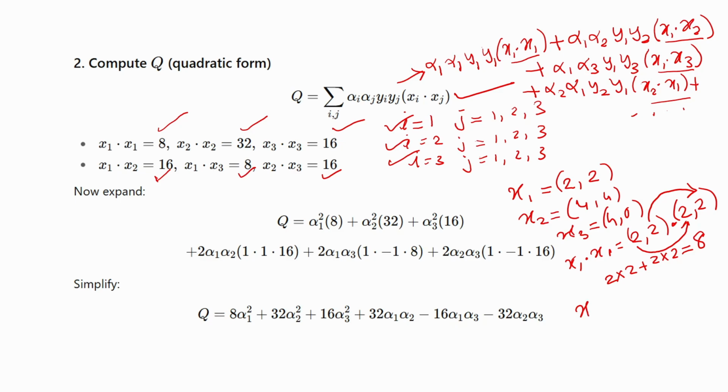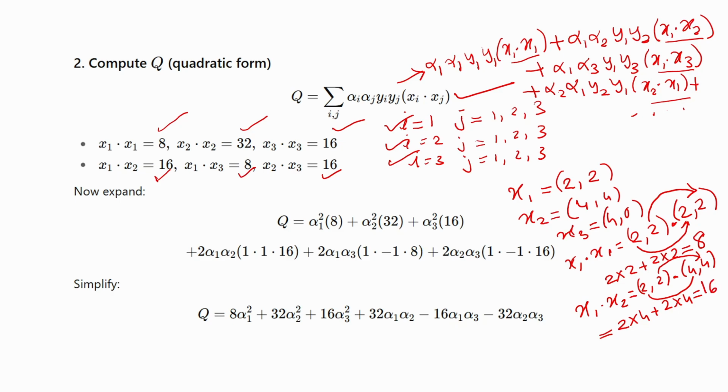Now I'll show x1 dot x2. How will you find it? x1 we know it is (2, 2) dot x2 which is (4, 4). You will find 2 into 4 plus 2 into 4, that is equal to 8 plus 8, 16 you will be getting.